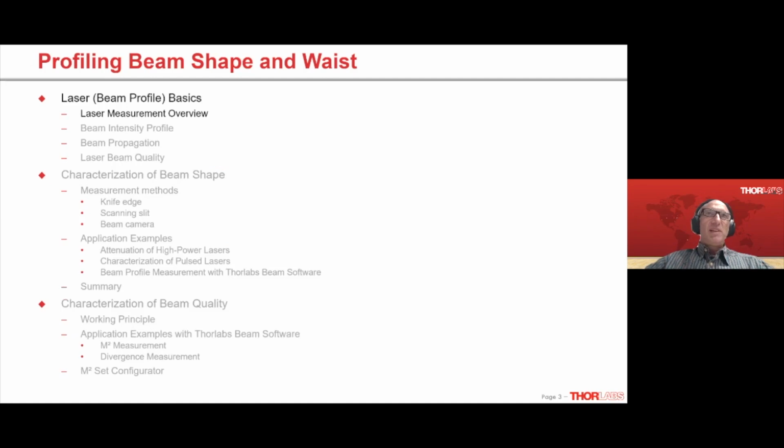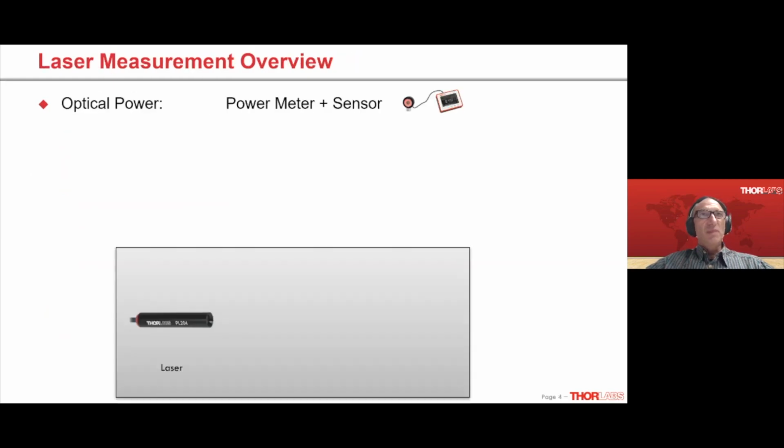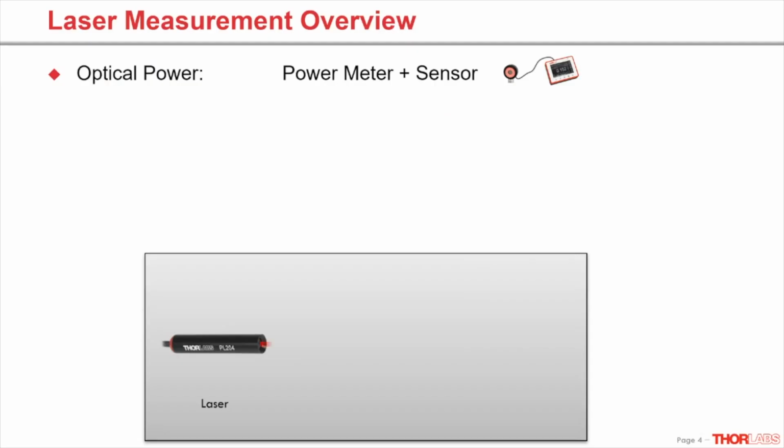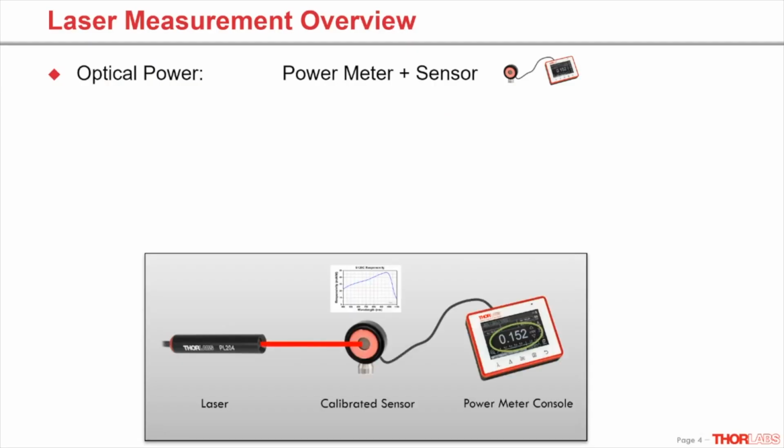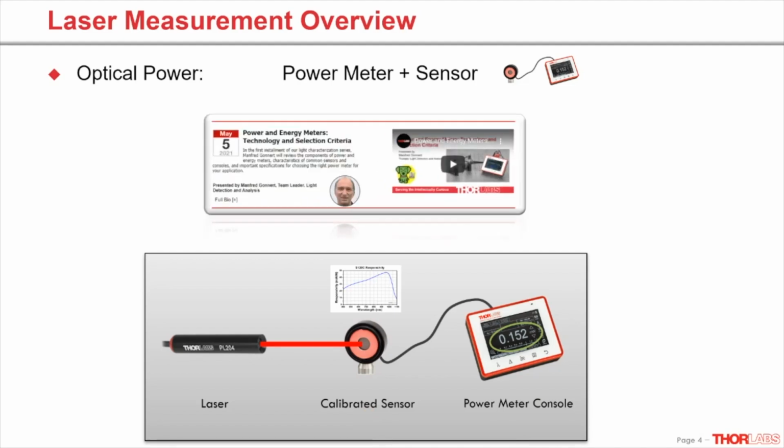To warm up, let's jump into what kind of measurements can be done around a laser beam. First obvious is the optical power or the pulse energy measurement. This can be done with an optical power or energy meter and an appropriate calibrated sensor. You can find a lot of basics and practical hints in the recorded power meter webinar on the Thorlabs website.